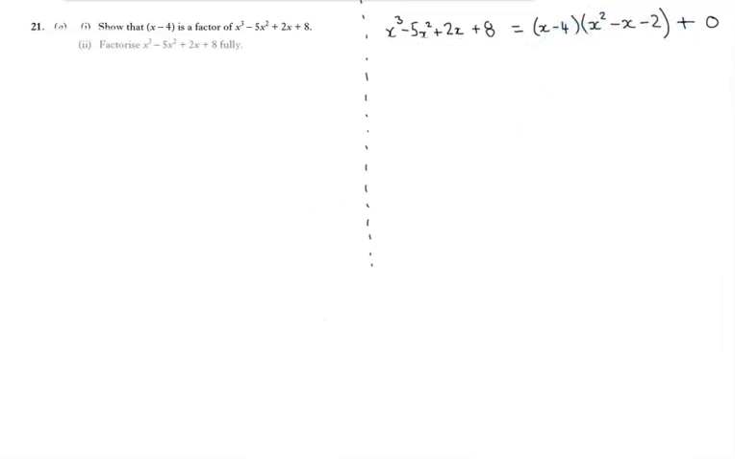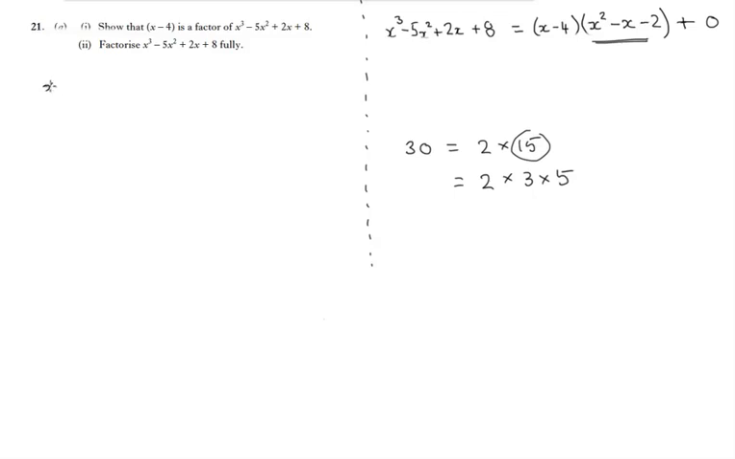And let's now have a look at the next part of the question, which asks us to factorize x cubed minus 5x squared plus 2x plus 8 fully. Now what we've done so far is we have one factor and another factor. It's, I suppose, like taking the number 30 and saying, oh, it's 2 times 15. Is that it factorized fully? Well, no, it's not, because 15 we know is 3 times 5. So this second part here can be factored further.